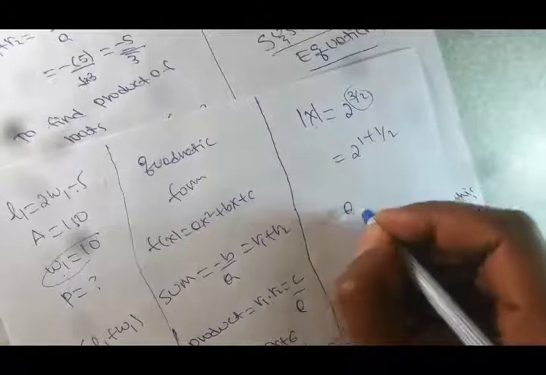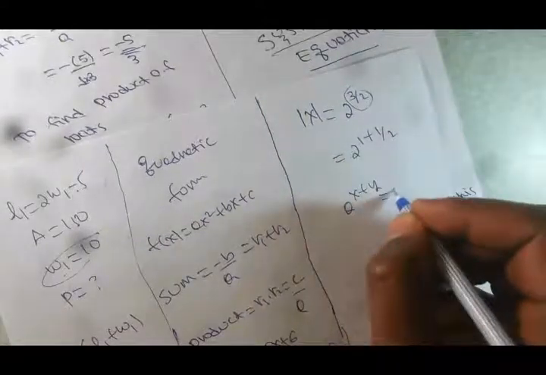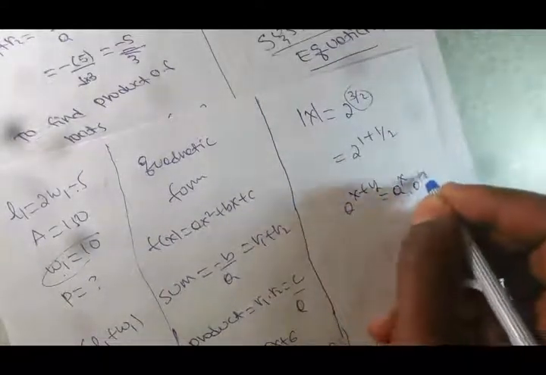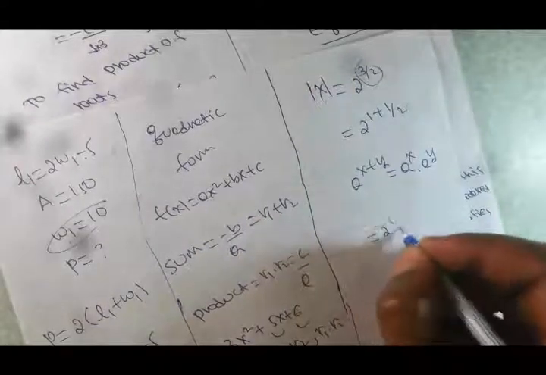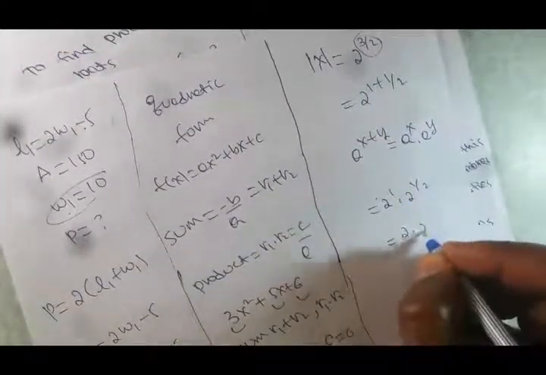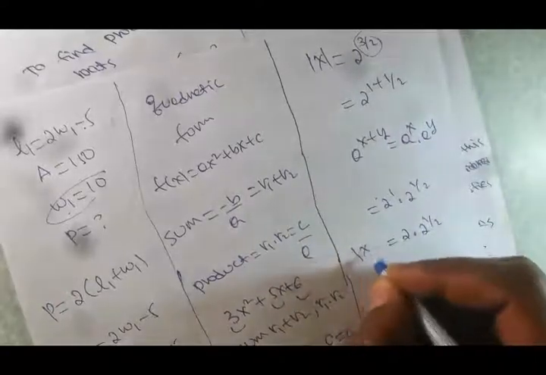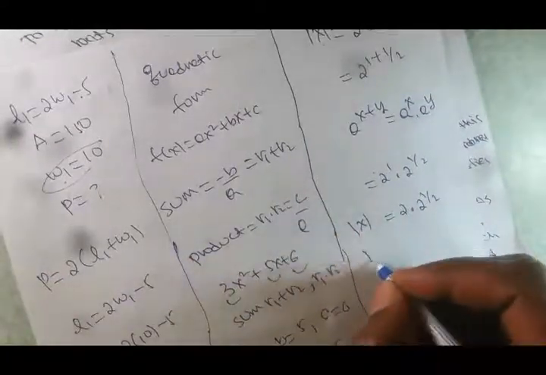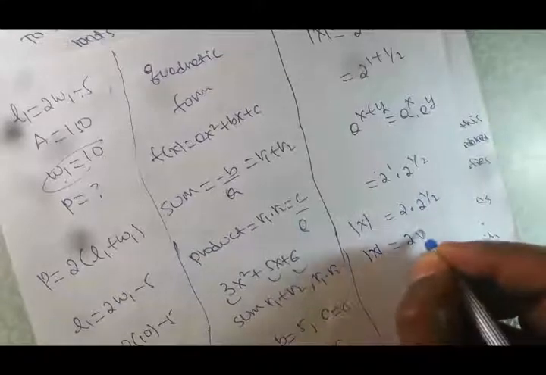And we know that a raised to x plus y can also be expressed as a raised to x times a raised to y. This is equals to 2 raised to 1 times 2 raised to 1 over 2. This is equals to 2 times 2 raised to 1 over 2, which is equals to the absolute value of x. This is also known as the absolute value of x is equals to 2 times the square root of 2.